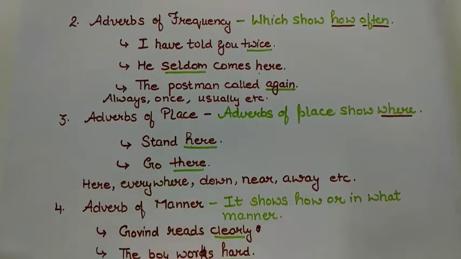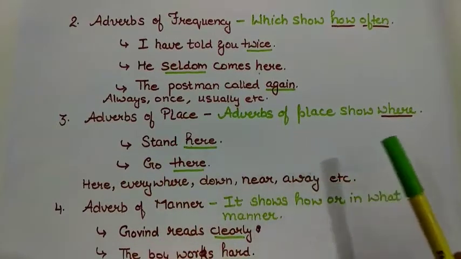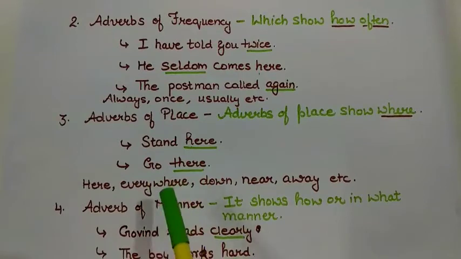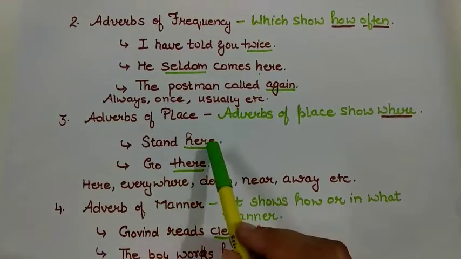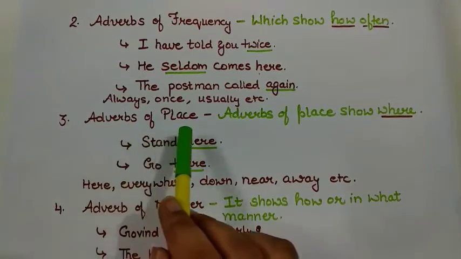And the next type of adverb is adverbs of place. From the name, it is very clear that we are talking about where, about a place. Like, stand here. I can ask the question, where to stand? So stand here is showing adverb of place. Go there. Here again I am talking about some place. So words like here, there, everywhere, down, near, away are words that show the place, and when we are talking about where, the location, we use adverb of place.